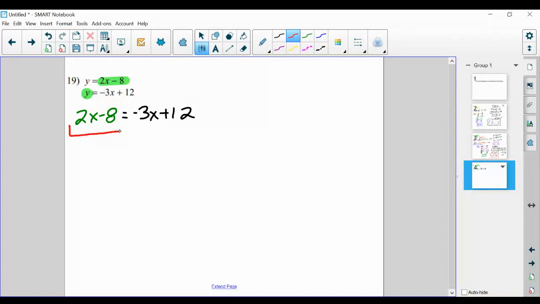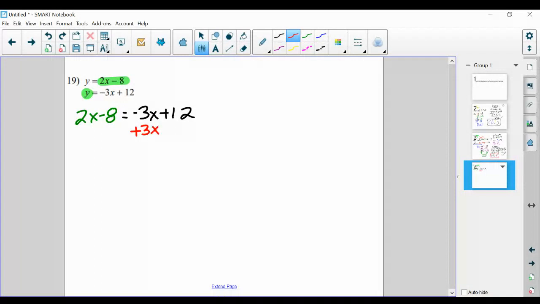On the left, we have 2x minus 8. Those are not like terms. I can't simplify anything. On the right, we have negative 3x plus 12. Those also are not like terms, so we can't simplify anything. We want to move our variable first. And remember that Q-tip is identify the bigger coefficient. We have 2x and negative 3x. 2 is bigger, so that's going to stay.